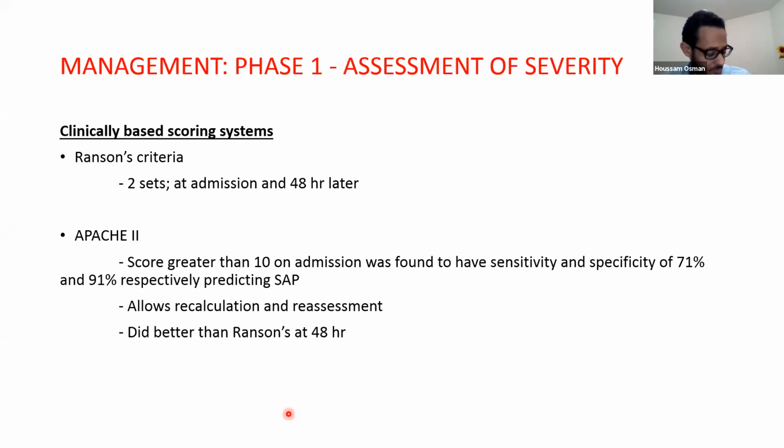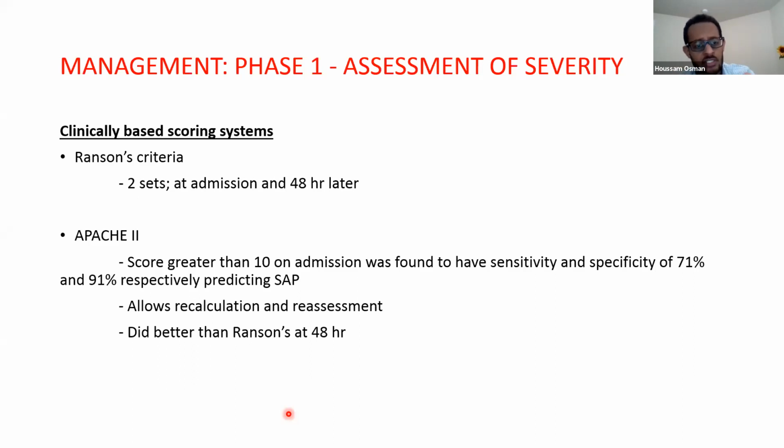Is that correct, Akram? Correct, we moved away from that a long time ago, for multiple reasons. It takes 48 hours to get the full assessment, and if you're waiting 48 hours, maybe you're a little bit too late. That's number one. Number two, the sensitivity and the specificity of Ranson criteria was less than 80%. So it wasn't that good of a scoring system, and it took a little bit of time to get the final score.